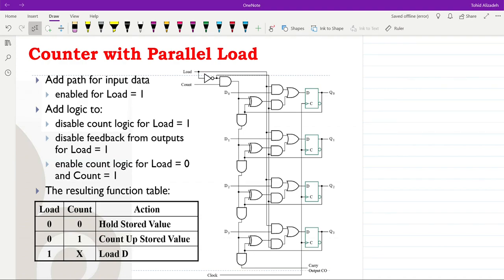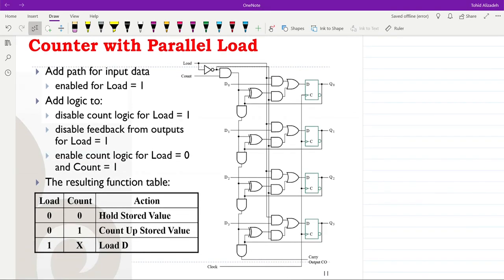Here we have our synchronous counter with the parallel load capability. We want to be able to load a specific value into our counter whenever we want. For that, the design has changed slightly by introducing this multiplexer-like piece of circuit at the input of each flip-flop. With these two AND gates and one OR gate, we determine what to provide as the input to each flip-flop.